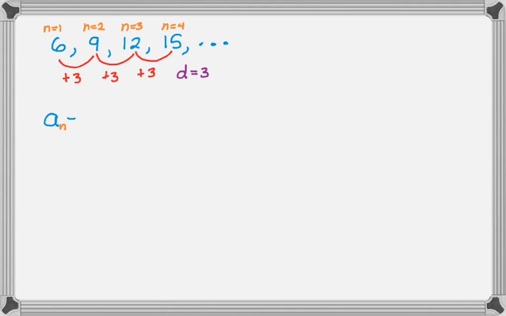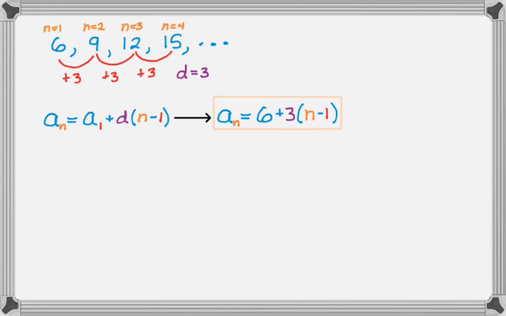So now I know that a sub n is equal to a sub 1 plus d times the quantity n minus 1. You have to know that formula. If you don't know that, you're going to be in a little bit of trouble when you're dealing with these. Although you can figure it out, it's just so much easier to know it. I know what d is, I know what a sub 1 is, so I can just write my sequence. I get a sub n is 6 plus 3 times the quantity n minus 1. So this will generate terms of the sequence.